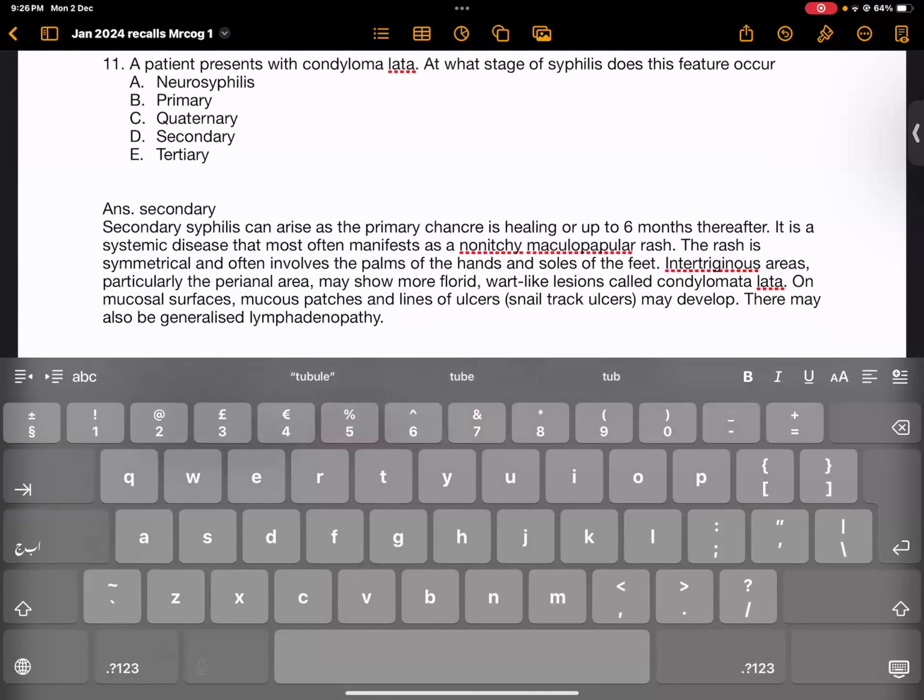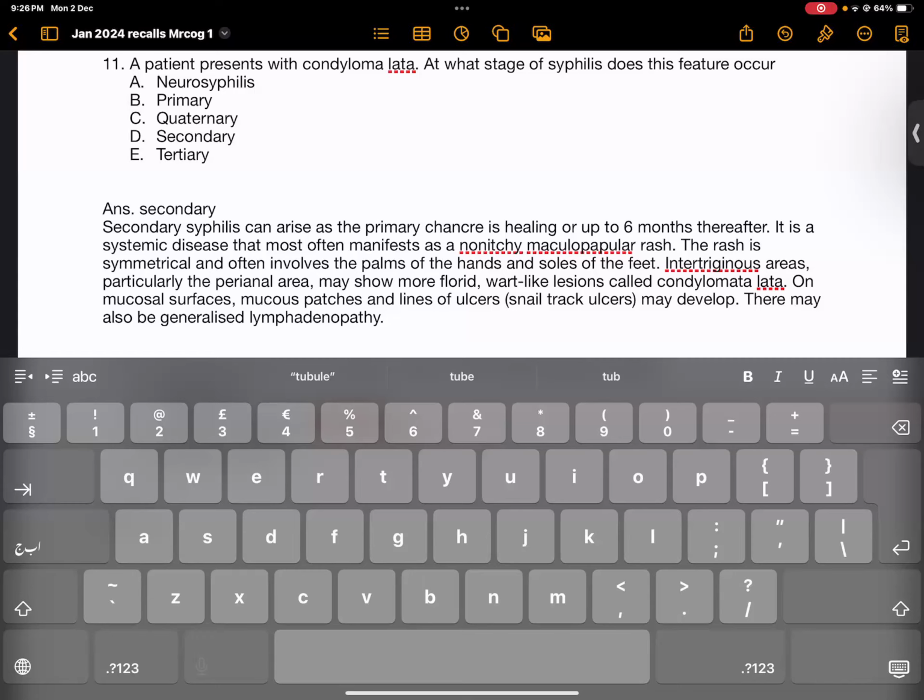Okay. So you must know that in primary syphilis, we have a chancre, a painless ulcer. So a painless ulcer appears in primary syphilis, and then that ulcer heals, and secondary syphilis arises after the primary chancre. It is healing, or up to 6 months thereafter. So approximately 6 months after primary syphilis, you get secondary syphilis, and this is your systemic disease.